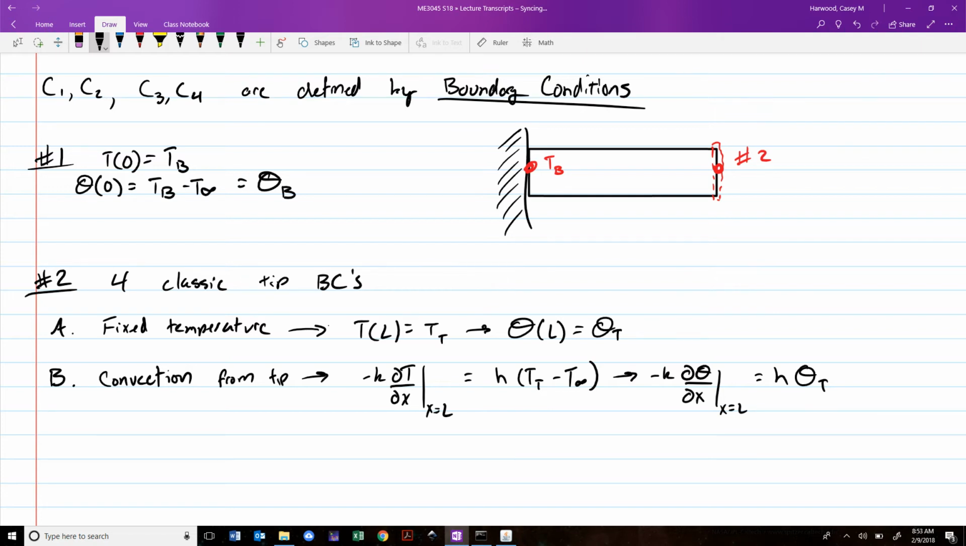All right. C is an insulated tip assumption, an insulated or adiabatic tip.